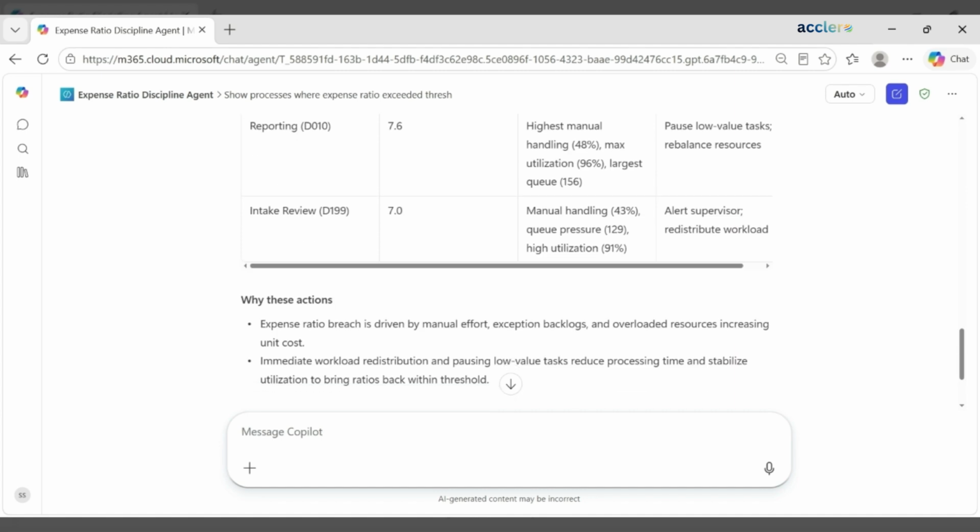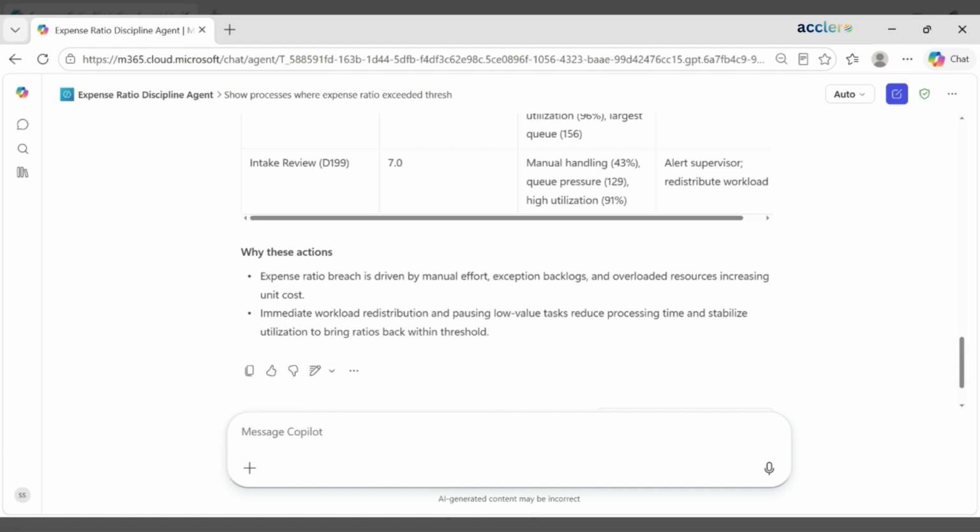So why these actions? As the manual handling increases the effort and raises the cost per transaction, while the exception backlogs created delays and the extended processing time. So the higher resource utilization reflected the workload imbalance and inefficient capacity usage.